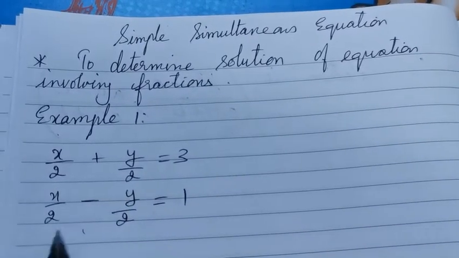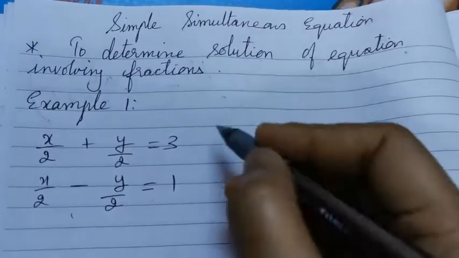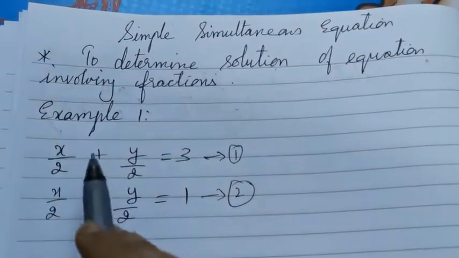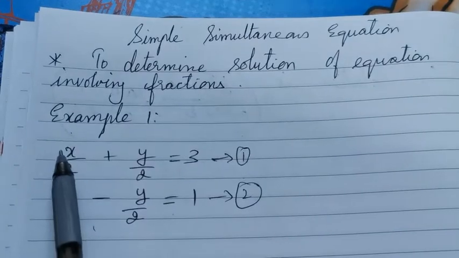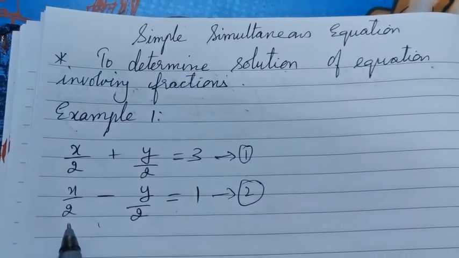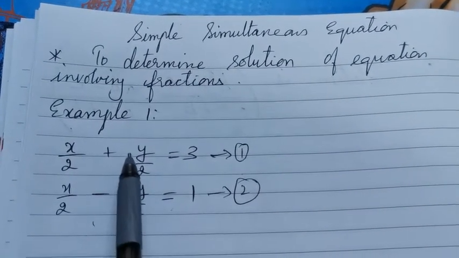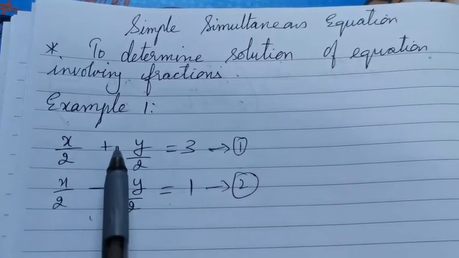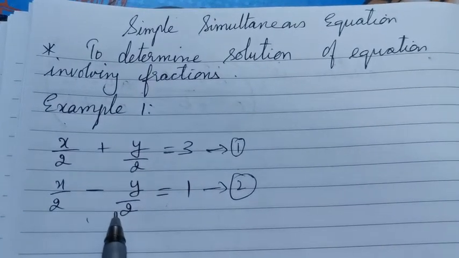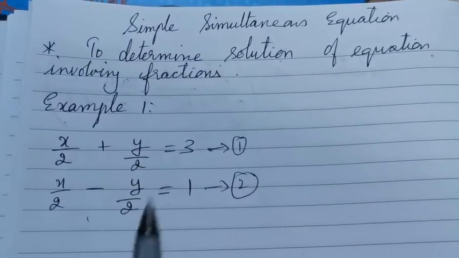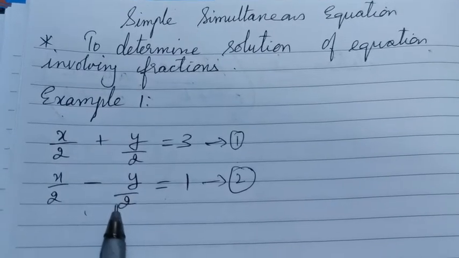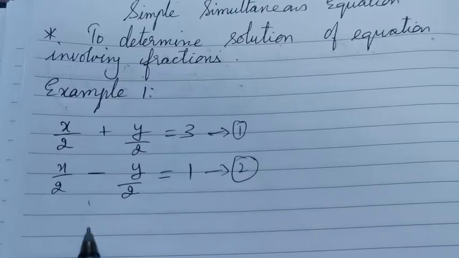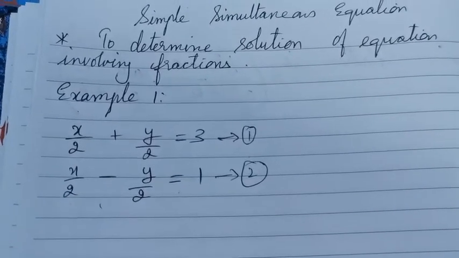As you see, there are fractions in your equation. This is equation 1 and this is equation 2. The coefficient of x here is 1 by 2, and the coefficient of x here is 1 by 2. It is the same. Here the coefficient of y is 1 by 2 and the coefficient of y here is minus 1 by 2. So as soon as you look into this question, you can find that the elimination method is easy, because you can easily eliminate this and find the value of x.